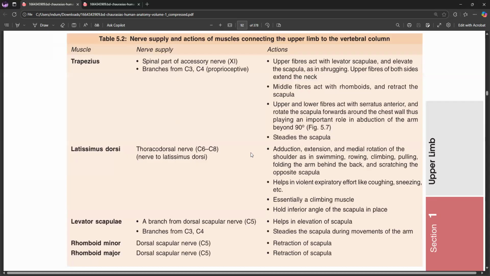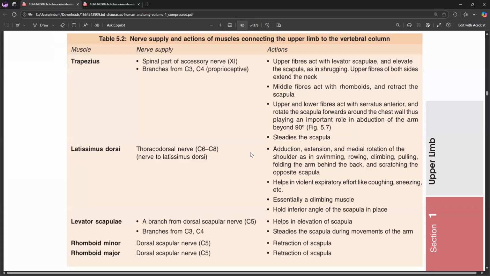Upper and lower fibers act with serratus anterior and rotate the scapula forwards around the chest wall, thus playing an important role in abduction of the arm beyond 90 degrees. Figure 5.7. Steadies the scapula. Latissimus dorsi. Nerve supply. Thoracodorsal nerve, C6 to C8, nerve to latissimus dorsi. Actions.